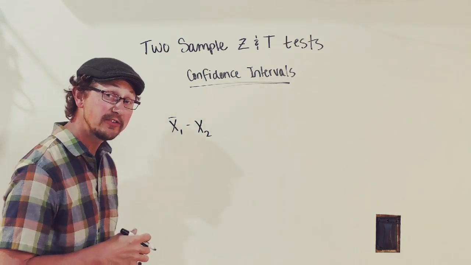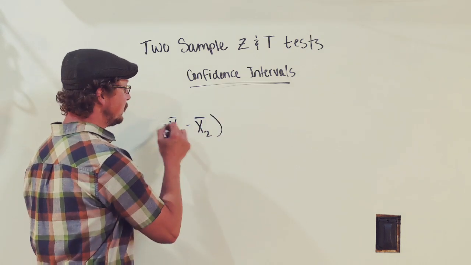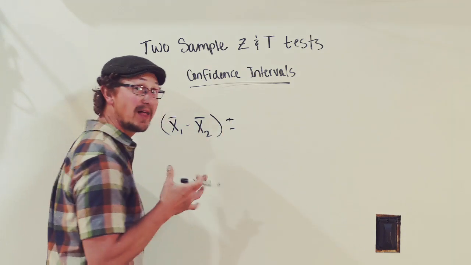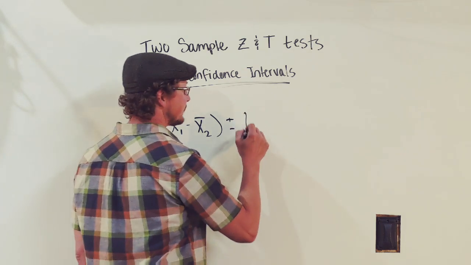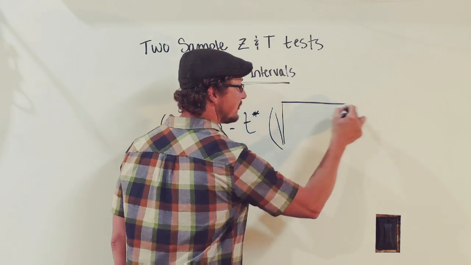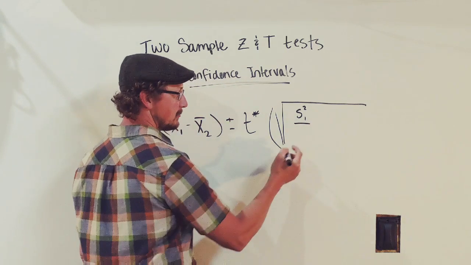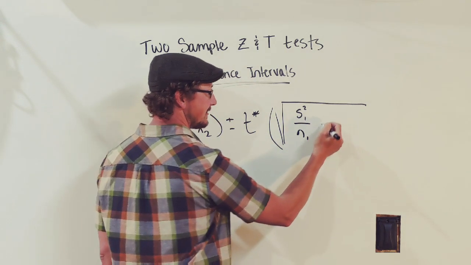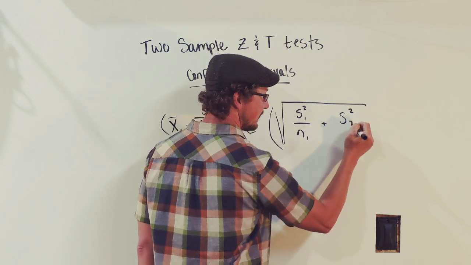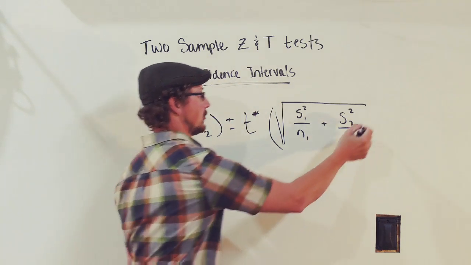So our overall goal is to see how much difference there is. So we're going to look at the difference of the two sample means and then apply some sort of margin of error. So that's our t star times the standard deviation of the difference. That's the standard deviation squared of the first population over its sample size plus the standard deviation squared of the second over its sample size. Throw some parentheses around that.